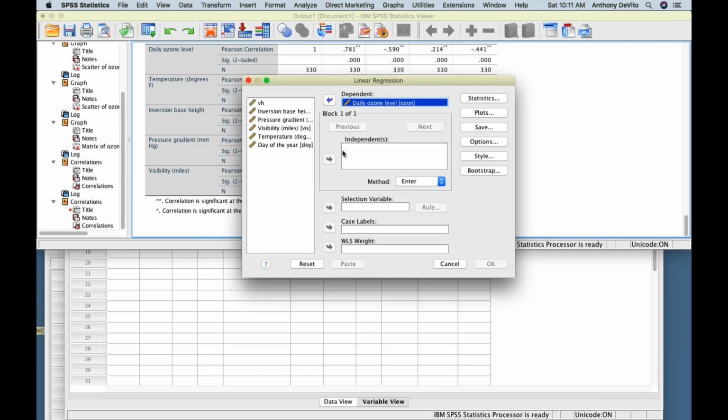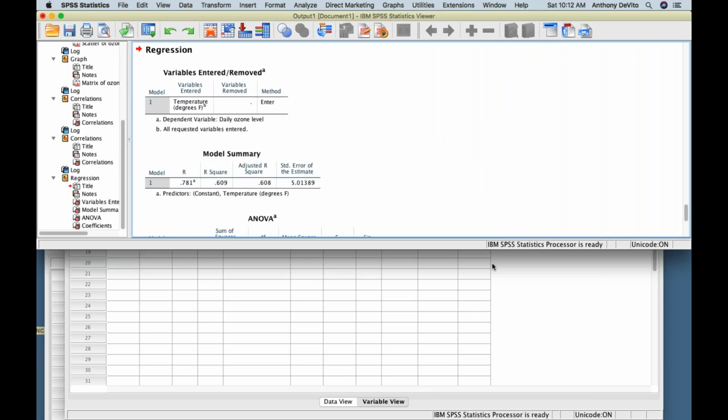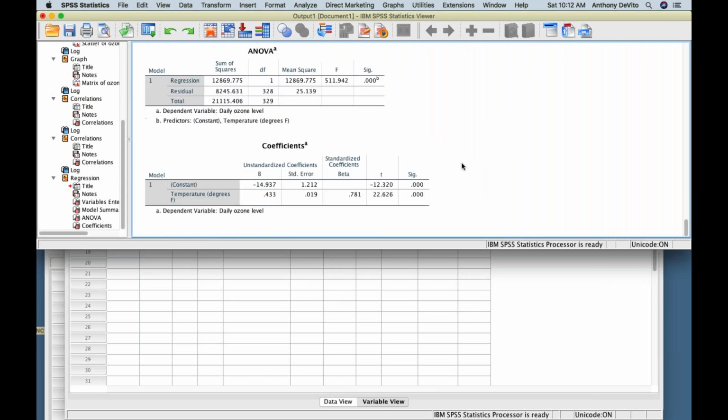In regression, we're taking our correlation, our relationship between these two numerical values, and we're trying to turn it into a formula that we can use predictively. So we want to predict what the daily ozone level is. That's our objective. So I'm going to say, let's take the temperature and see if that allows us to effectively predict the ozone level. Okay, so I'm going to click OK. And let's take a look at what we have.